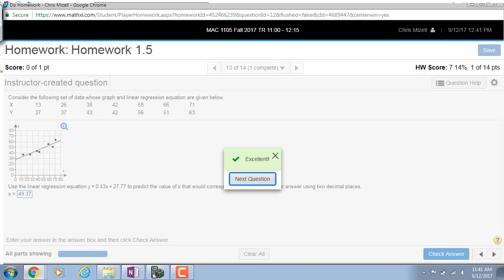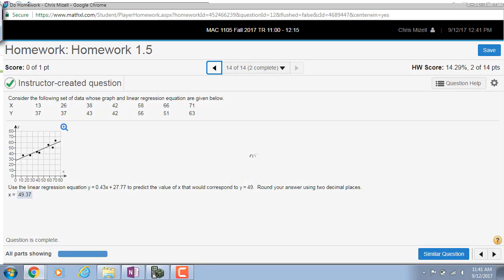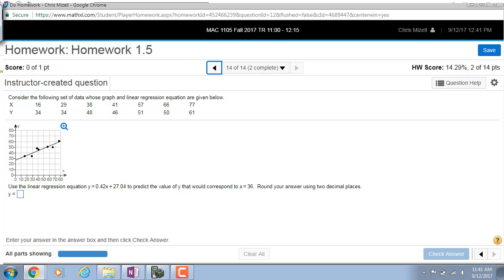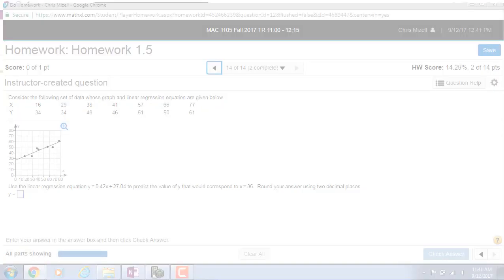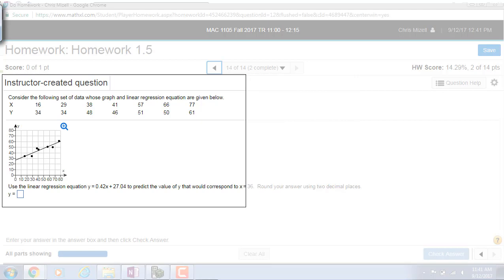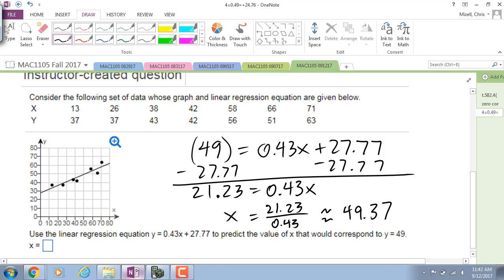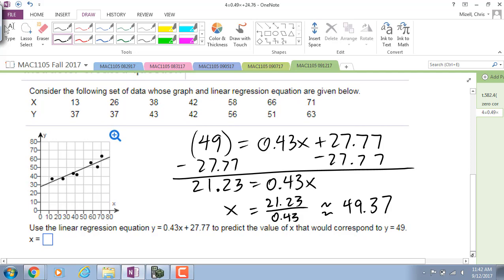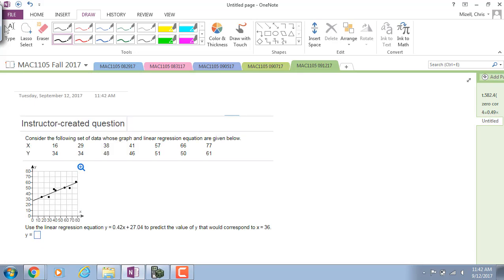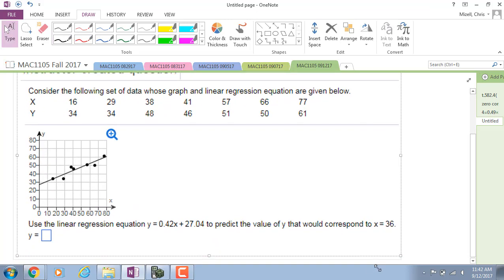The next one, a variation on the same theme. Again, the data are given, the picture is given, but the linear regression equation is also given. So it's not necessary to type the data in and calculate the linear regression equation. All you have to do is substitute 36 for x in the equation that's given, and this one doesn't even require you to solve an equation. If you substitute 36 for x, it's a matter of evaluating the expression, and you evaluate that expression and round it to 2 decimal places, and it should be okay with that.